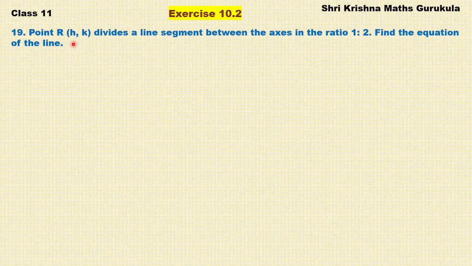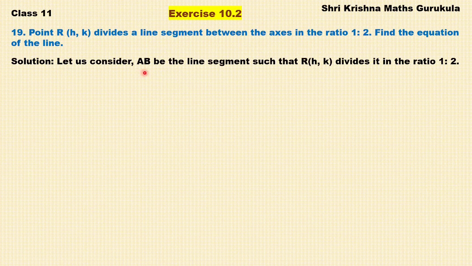Let us check question number 19 now. Point R of h comma k divides a line segment between the axes in the ratio 1:2. Find the equation of the line. There is a point which divides the line segment between the axes in the ratio 1:2, and we have to find the equation of the line.